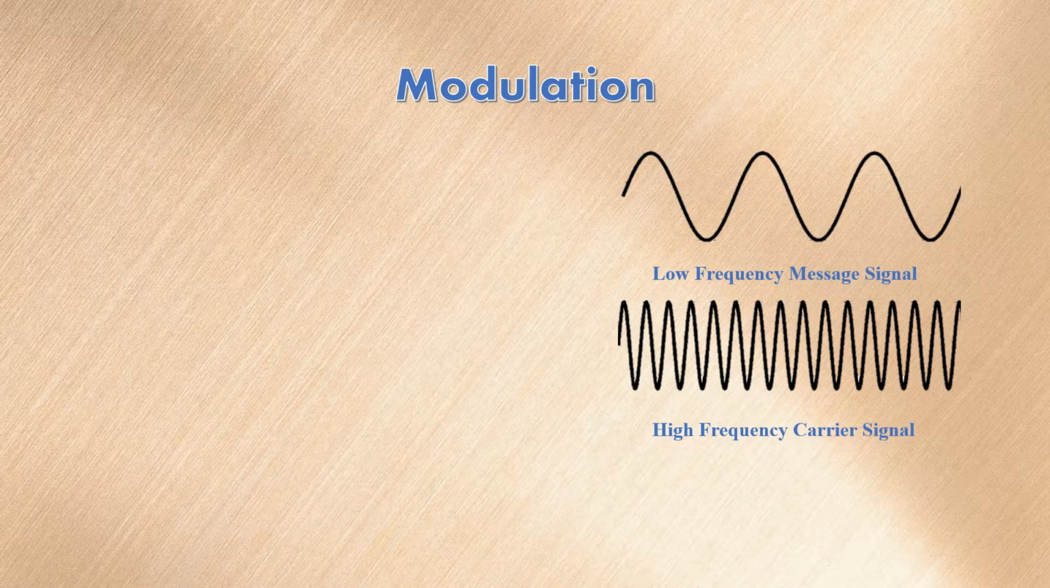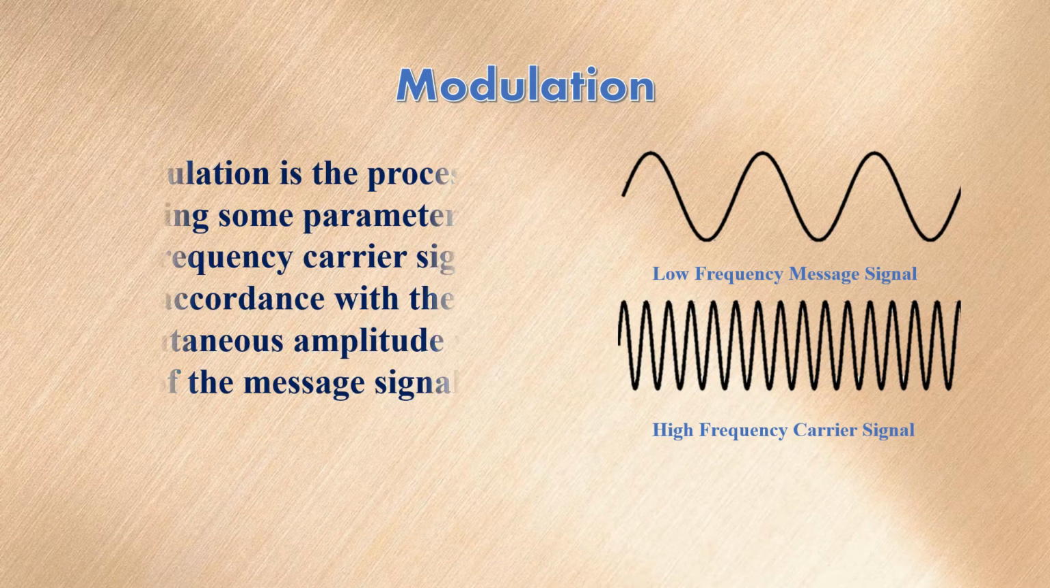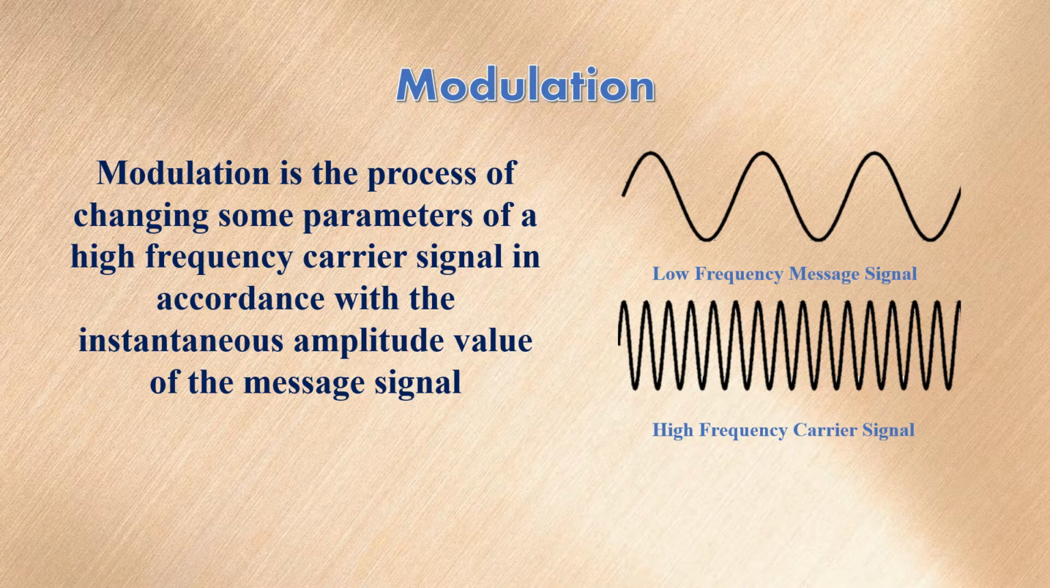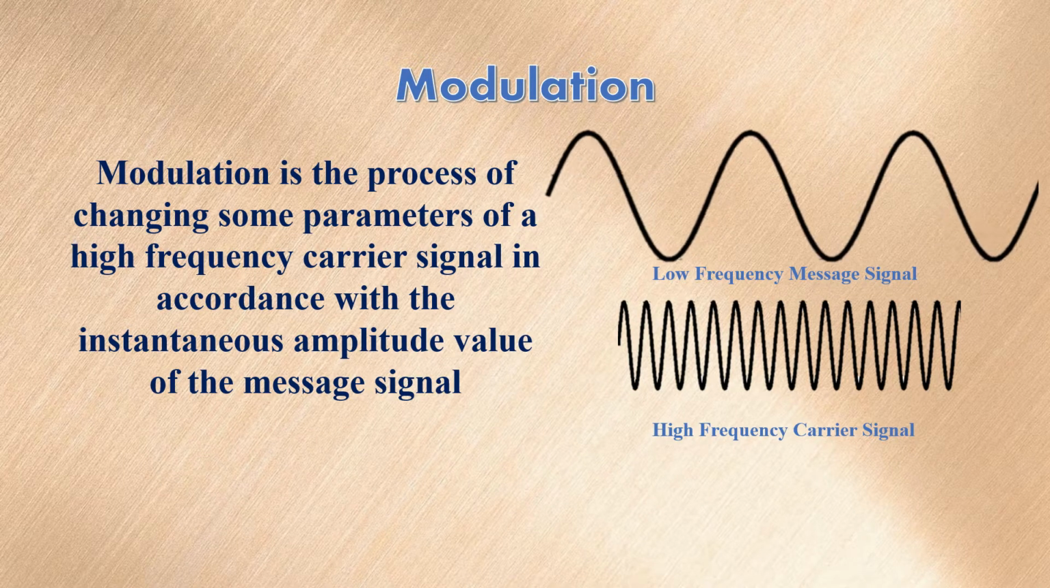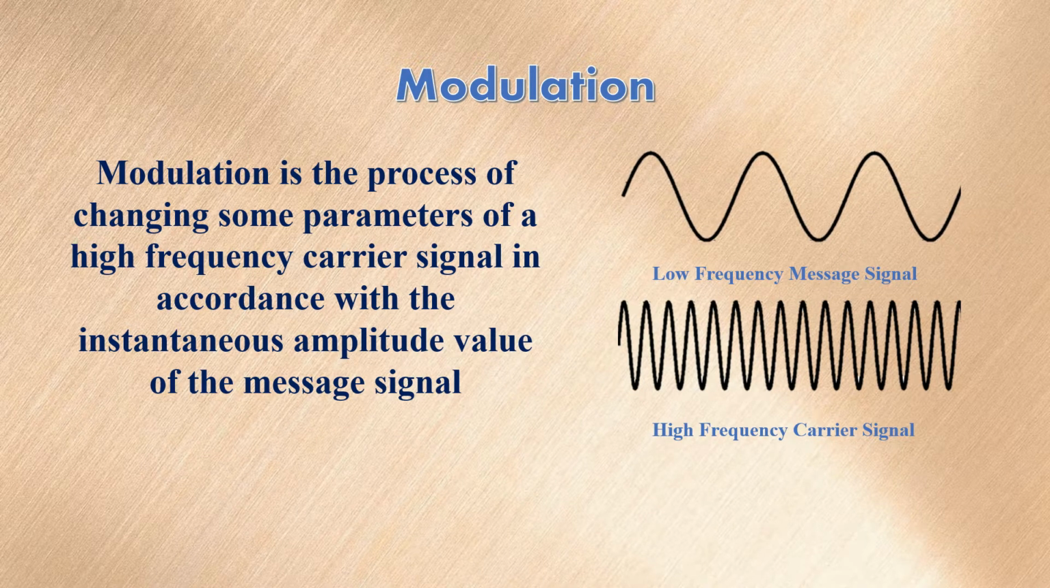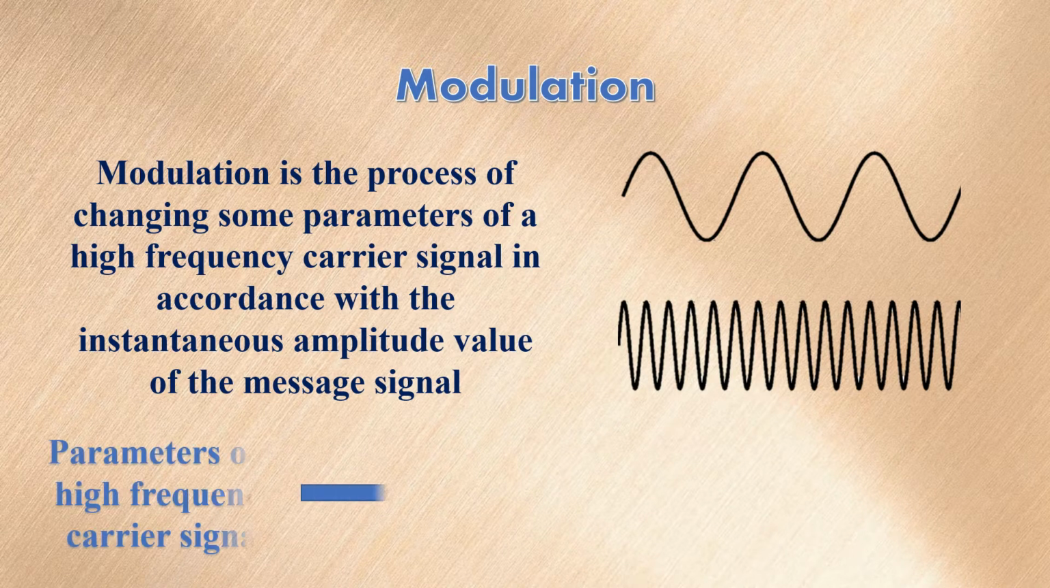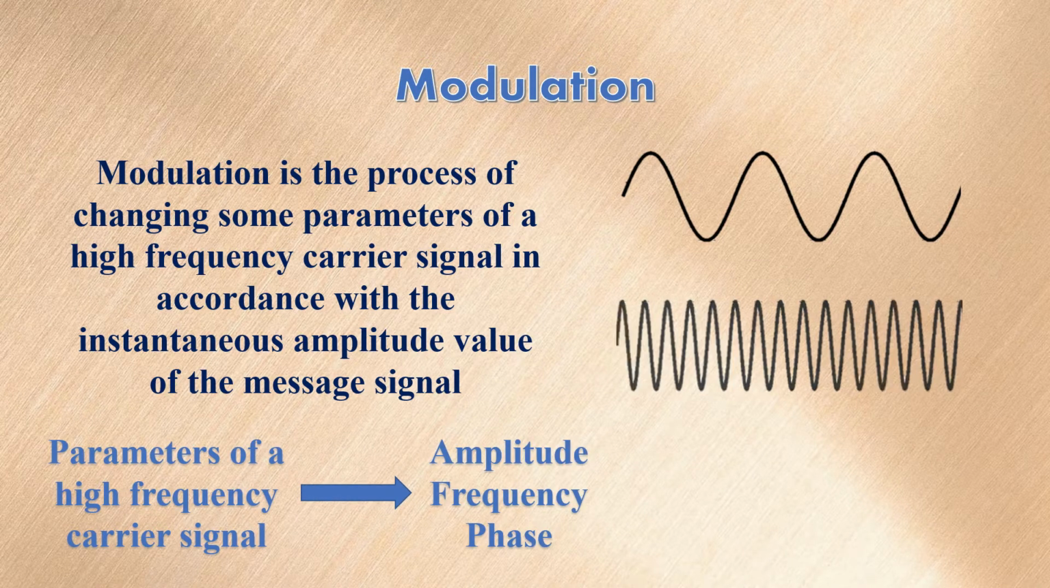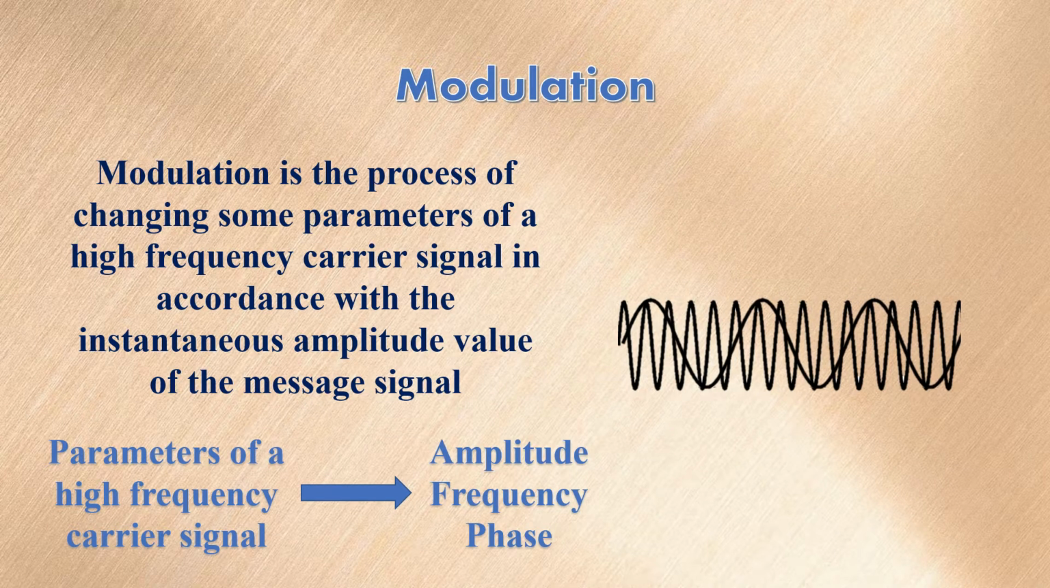Now let us define what is modulation. Modulation is the process of changing some parameter of the high frequency carrier signal in accordance with the instantaneous amplitude value of the message signal, and the parameter may be amplitude, frequency or phase of the carrier signal. According to the instantaneous amplitude value of the message signal, the carrier signal is varied and this signal is called the modulated signal. This modulated signal travels over the channel.